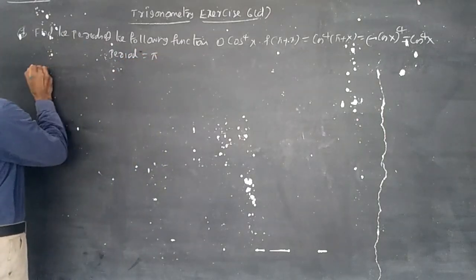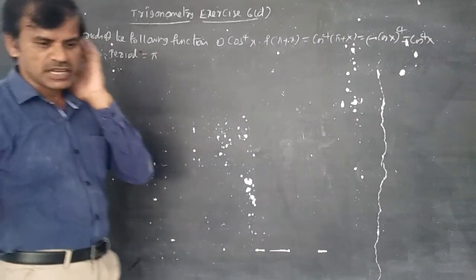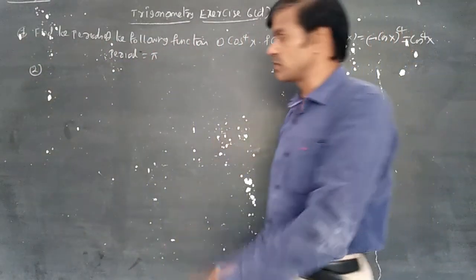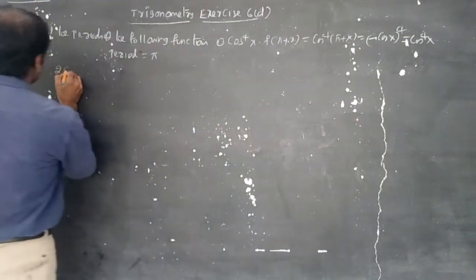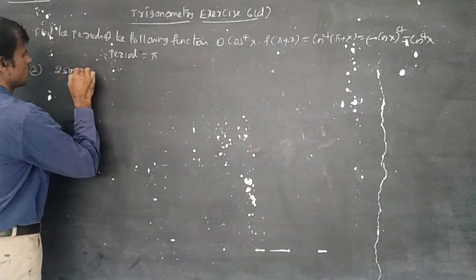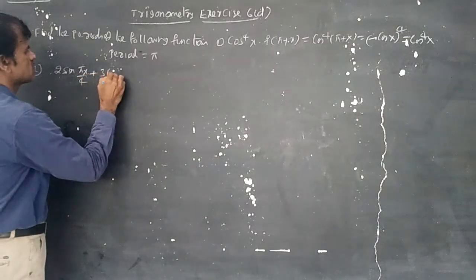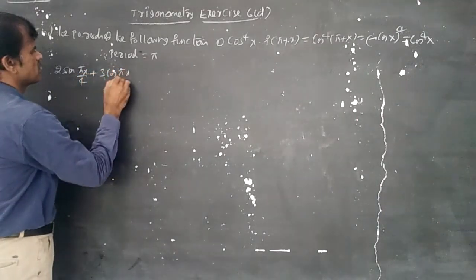This is the 7th one, first question. Now the second question: 2 sin pi x by 4 plus 3 cos pi x by 3.